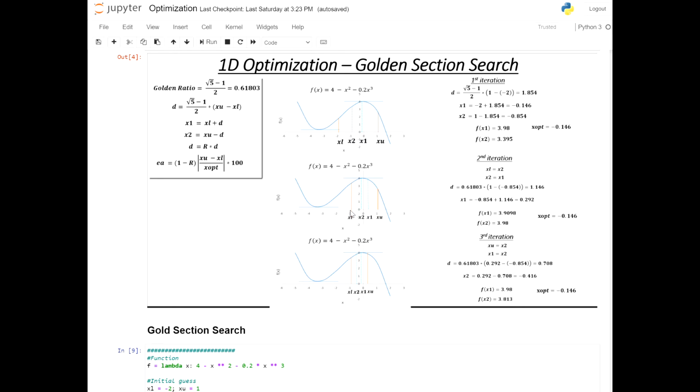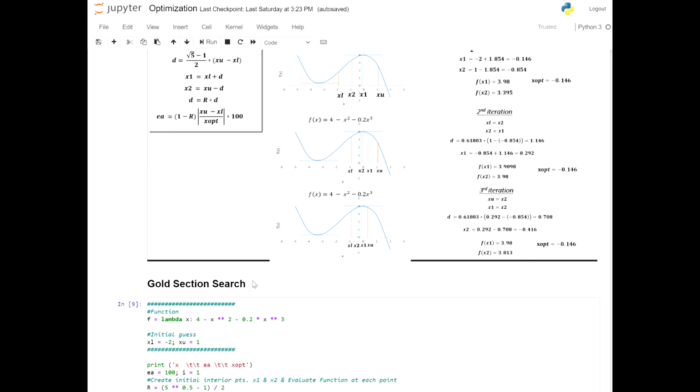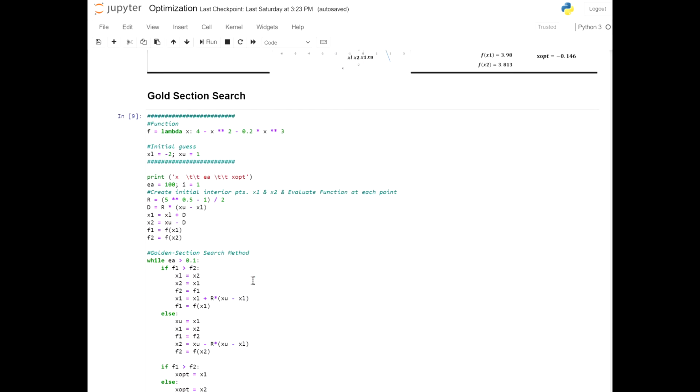changes. x2 becomes the lower limit, then x1 becomes x2, then we calculate the new x1 depending on the new d, because if you remember, d depends on the difference between the upper limit and lower limit, and since that changed, d will change. So we calculate the new x1 and we do the same thing, get the function value at x1 and x2, and the one that is greatest, the x value corresponding to it will be our optimum. We find that the one that was greatest was x2, and we were still at the optimum 0.146, and we repeated that again. Now, the code for the golden section search is a very, very simple code.